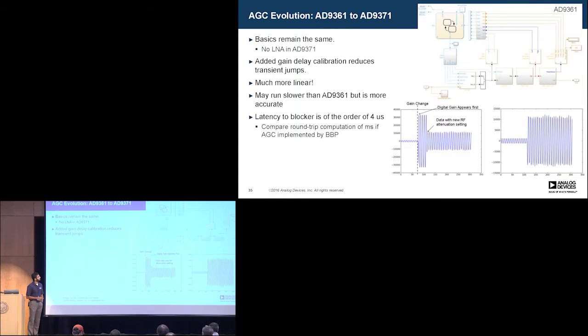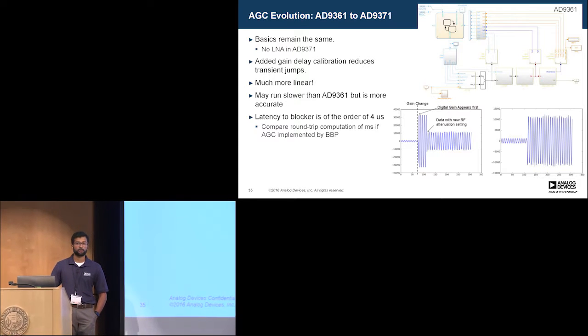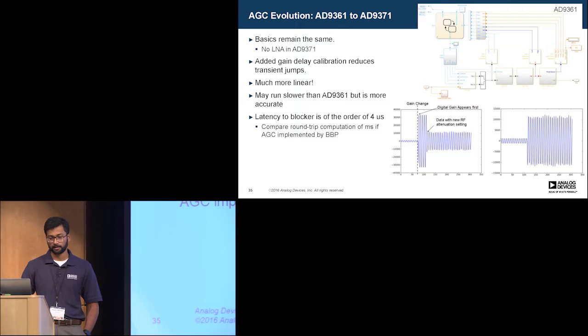Also, the gain delay calibration lets you be agnostic to gain changes. So this is what you would get after the gain delay calibration is done, and you wouldn't see this gain change. That's mainly because of timing differences between when the digital gain kicks in and the RF gain kicks in. It's much more linear, runs a bit slower, but it is more accurate, less buggy, of course. So it's a much more simplified AGC design.